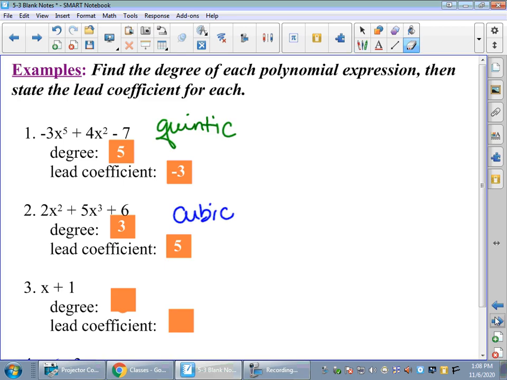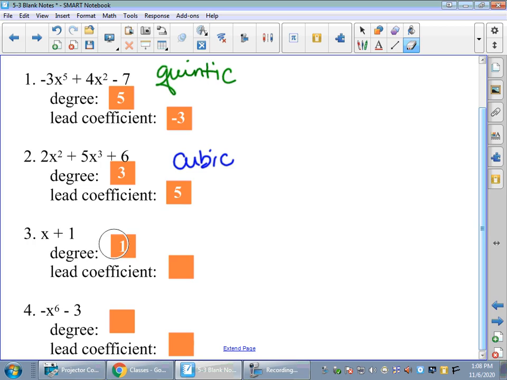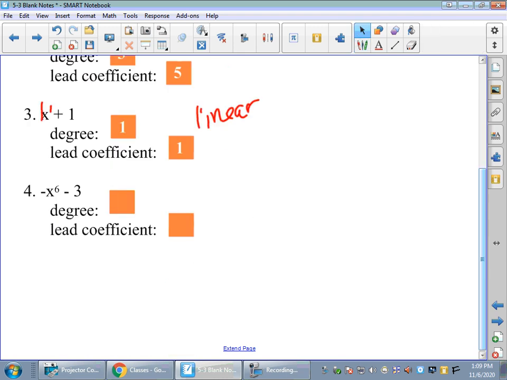And number 3, it has a degree 1 with a lead coefficient of 1. Okay, and the ones I'm talking about, here's the degree that's understood, and there's the one that's understood. And that is a linear function. That one's linear. And the last graph is just degree 6. We don't have a name for it. Degree 6, and that negative out in front is a -1 lead coefficient.